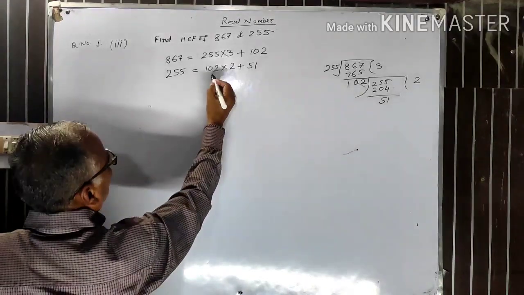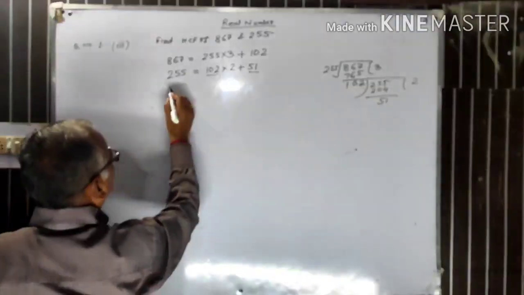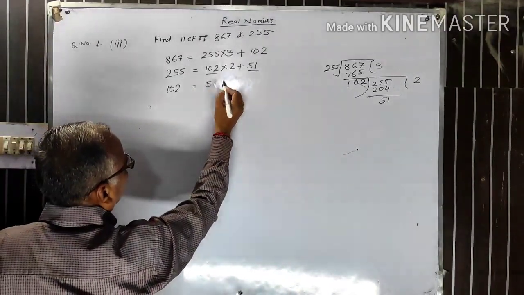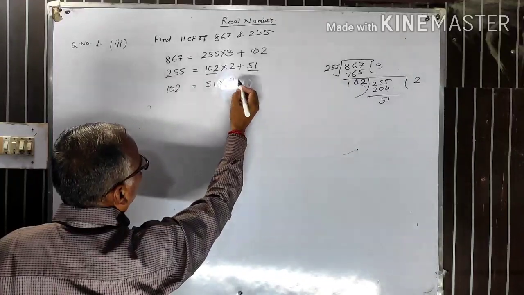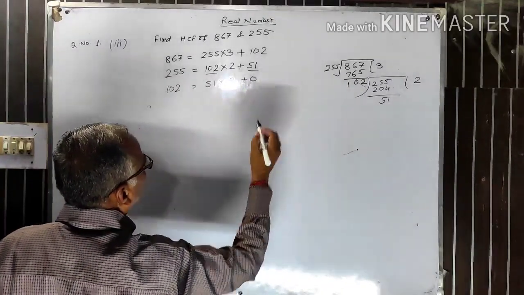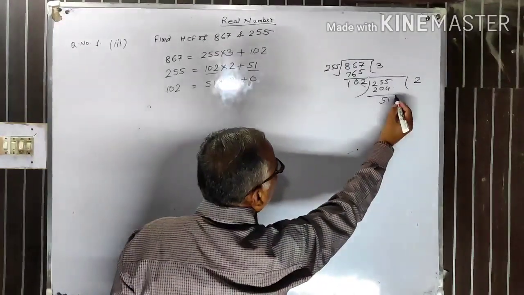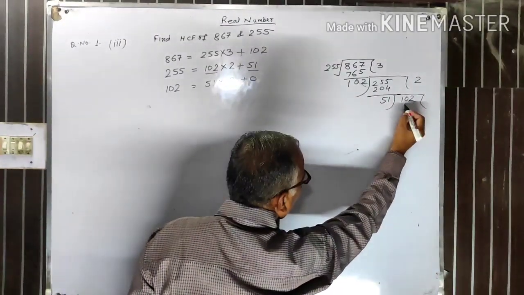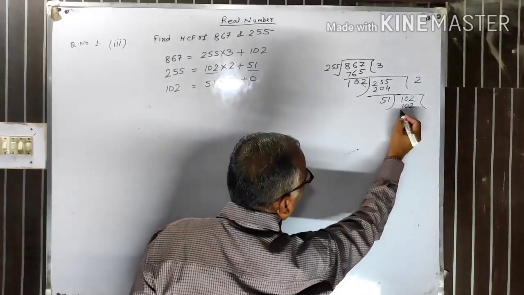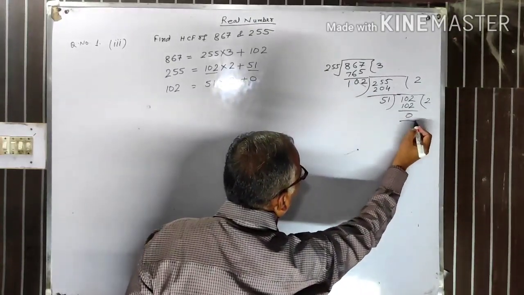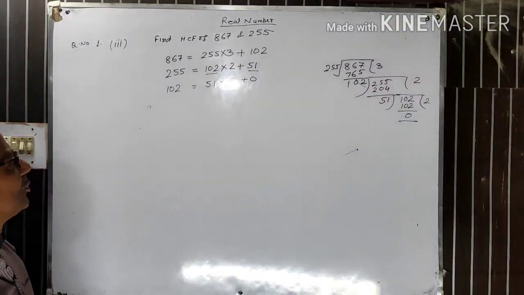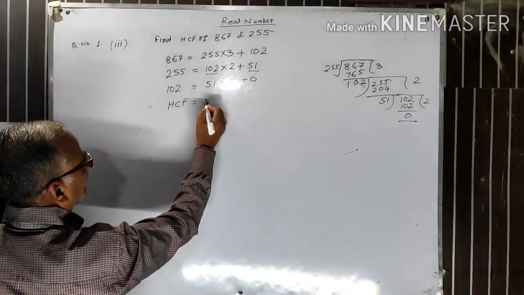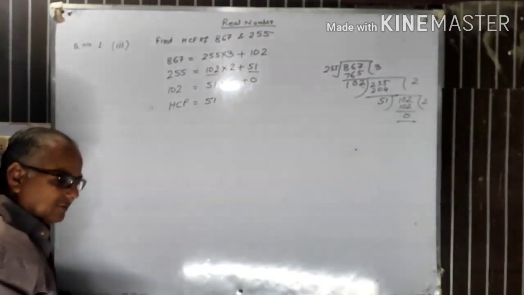Now you divide 102 by 51. It will be 2 plus 0. Here you divide 102 by 51, so it will be 102. 0 will be remainder. So your HCF will be 51.